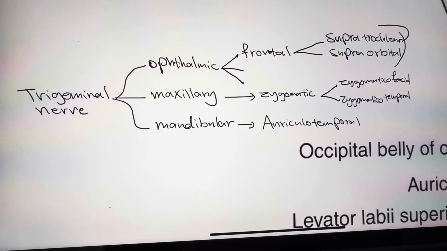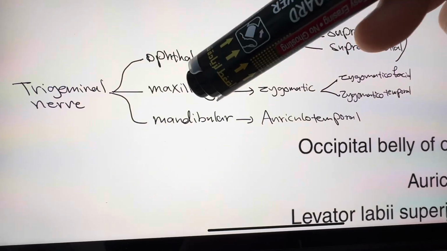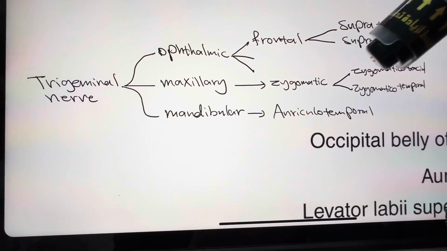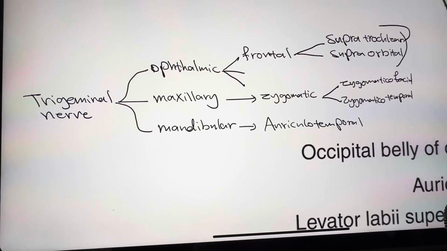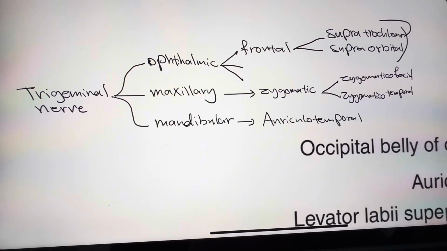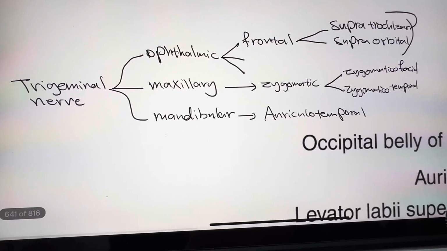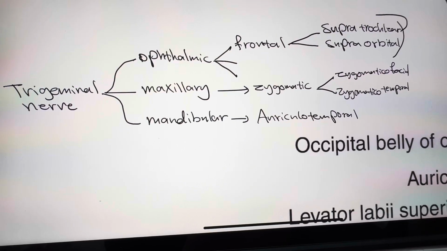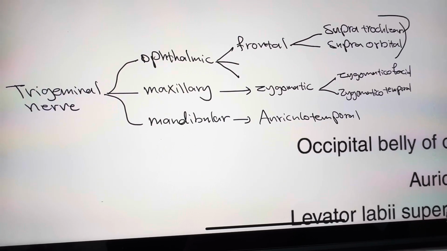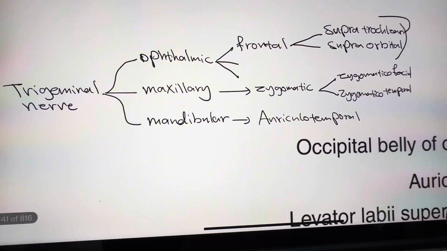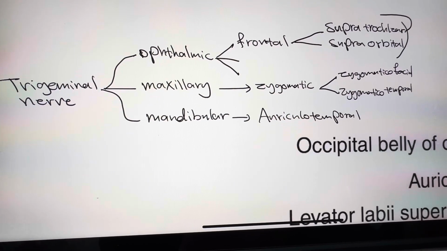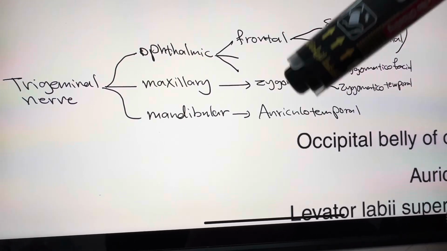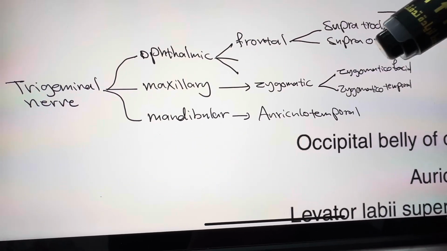Then we have the maxillary division, which also gives many branches. One of them is the zygomatic. I've mentioned in other videos that the zygomatic bone has two foramina, one from the front and one from behind. The front one is for the zygomatic-facial nerve to pass out of it, and the one from behind is for the zygomatic-temporal branch to pass from it. And we have the mandibular division as well, which has many branches. One of them is the auricular-temporal.